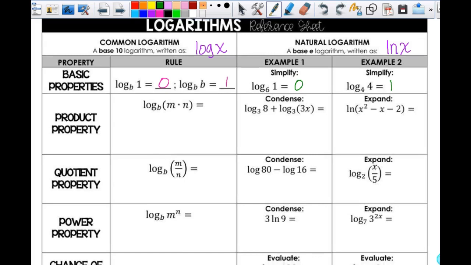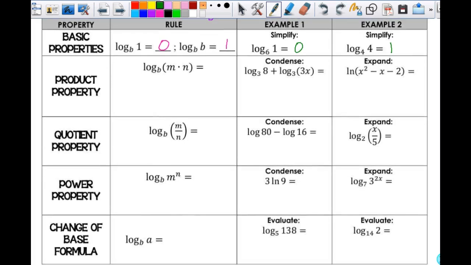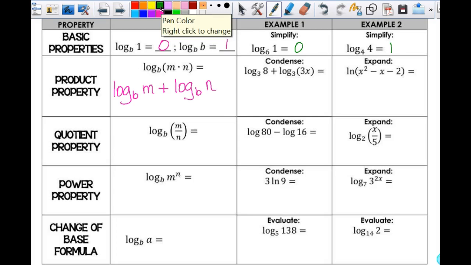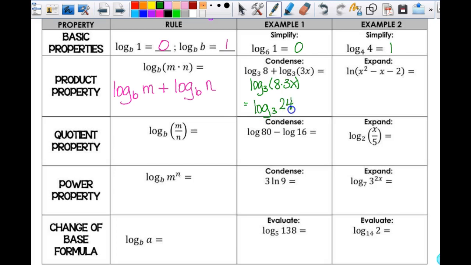Then we have a product property. So if you're going to take the log and you have two arguments that are being multiplied, that multiplication turns into what? Addition. Multiplication becomes addition. So log base b of m plus log base b of n. And you need to be able to use this and go in both directions. You need to be able to condense and expand your logarithms. So the first thing we're going to do is use that to condense. So I have these two logs that have the same base that are being added together, which means this just becomes log base 3 of 8 times 3x, which I can then simplify to log base 3 of 24x. And that is my answer.